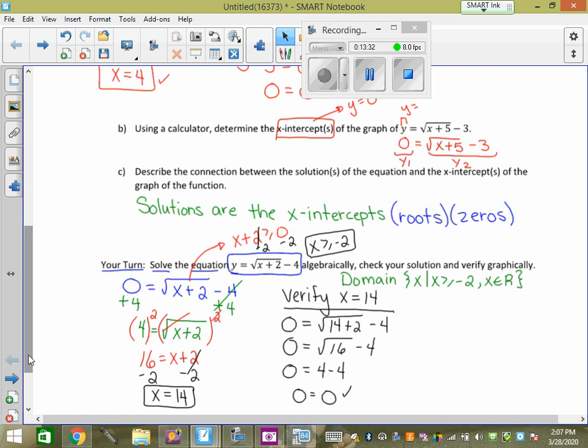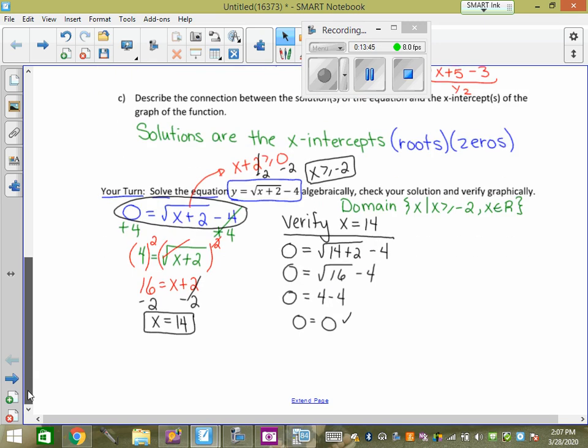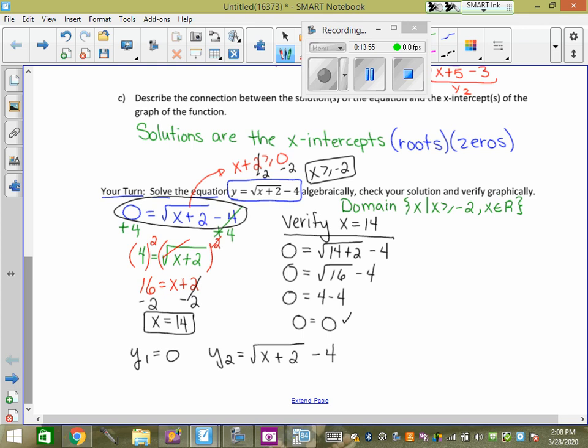We're going to verify this using our calculator. You can use the y equals. I like using y1 equals 0 and y2 equals the other side. So I always make the left side equal y1 and the right side equal y2.